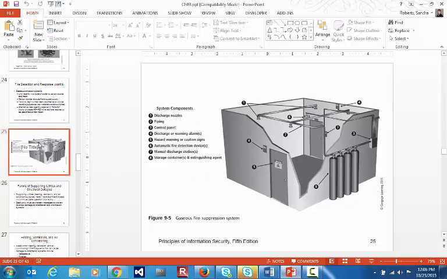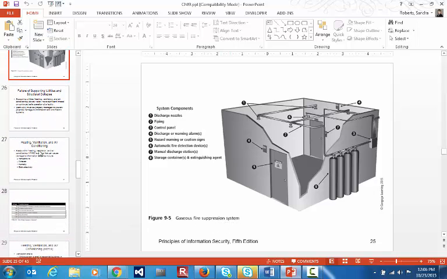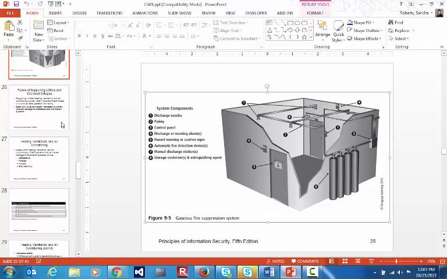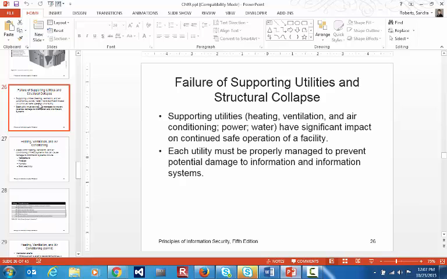A picture of a gaseous fire suppression system. Where you actually work and who you actually work for would determine this. I really believe that small companies might not have that at all, like us.